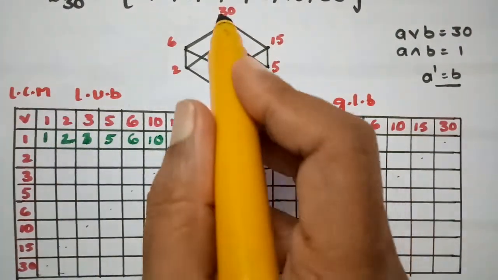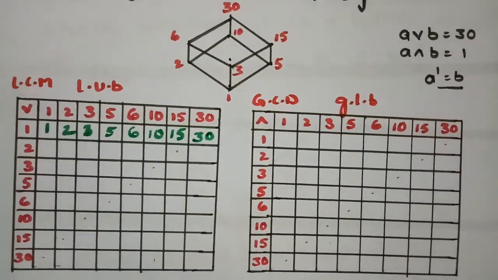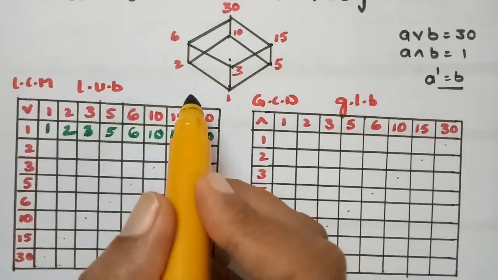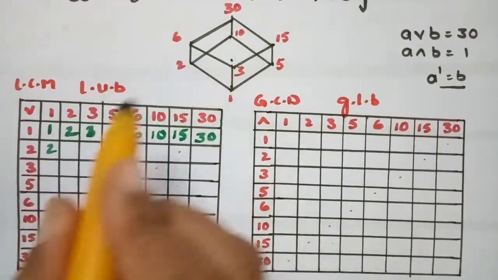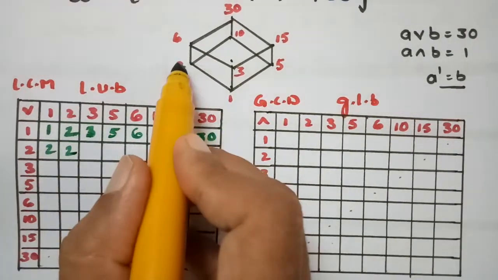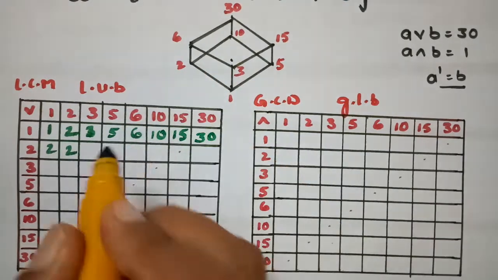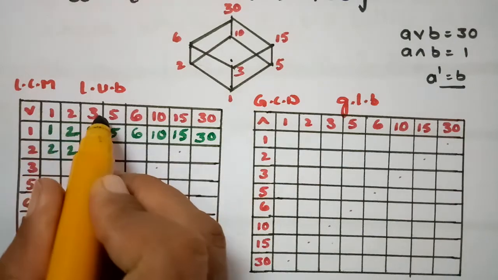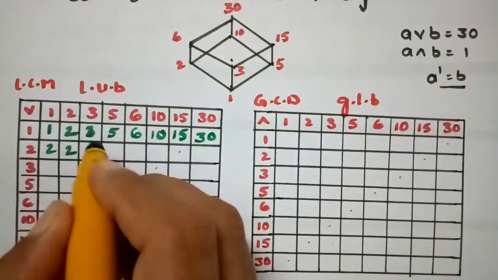For 1 and 30, see here, this is the upper bound. So the first one is clear. The next one, among 2 and 1, 2 is the upper bound. For 2 and 2, 2 is the upper bound. For 2 as well as 3, see here, they meet at the first point here, 6. For 2 and 5, they meet at a point 10.